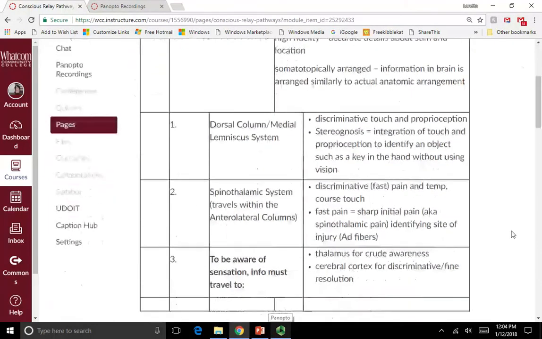Okay? The two tracks are the dorsal column medial lemniscus system, which transmits discriminative touch and conscious proprioception. Stereognosis, which is the integration of touch and proprioception to identify an object such as a key without using vision. So it's the digging in your backpack sense. The spinothalamic system, the fast pain system from the spine to the thalamus, carries discriminative fast pain and temperature and coarse touch.